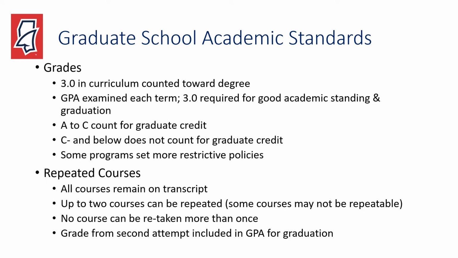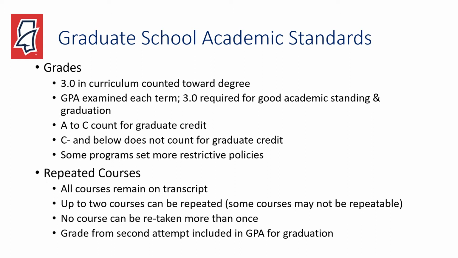Grades of A to C count for graduate credit, while those of C- and below do not count. However, some programs may set more restrictive policies, even requiring grades of B or better. The graduate school limits the ability of students to repeat courses if they earn a course grade that does not qualify for the graduate school or program degree requirements.